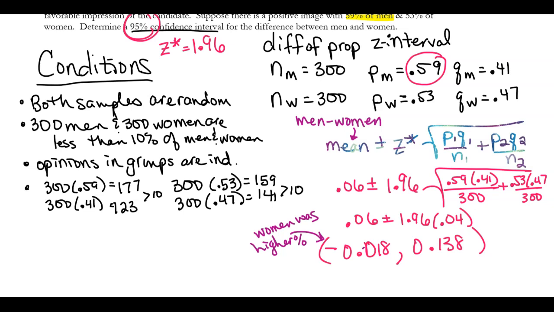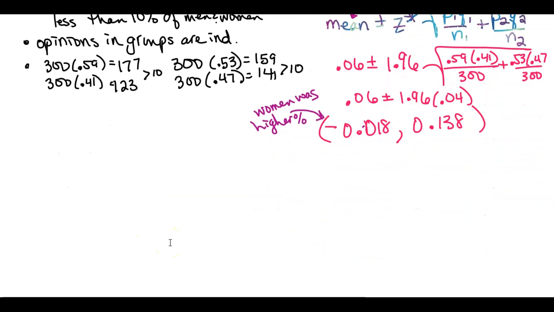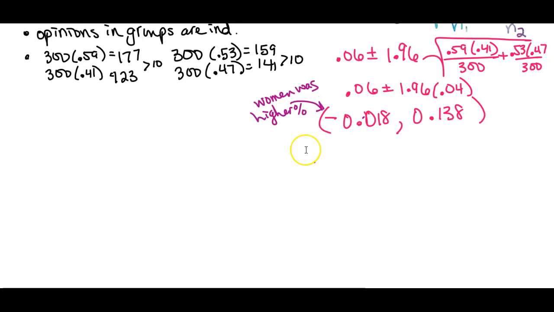Okay. All right, so now to interpret it. We still interpret it the same, but it definitely is trickier to interpret these because we're doing a subtraction problem. We're doing the difference. Okay, so we're going to start off the same. We are 95% confident. But we are talking about the difference and when one group's higher than the other group. And so I'm going to talk about this because I did men. I'm going to do men first.